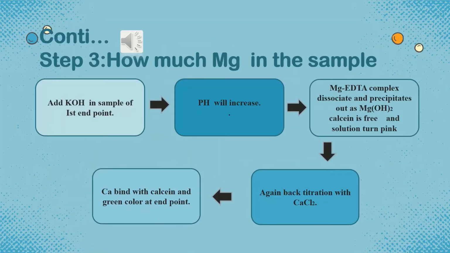Next step is to determine how much magnesium is in the sample. To the solution after the first endpoint, we will add potassium hydroxide in order to increase the pH. At higher pH, magnesium EDTA complex will dissociate and precipitate out as magnesium hydroxide. The calcium indicator is free and our solution will turn into pink color.